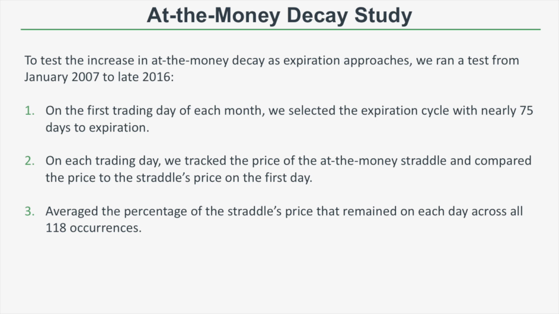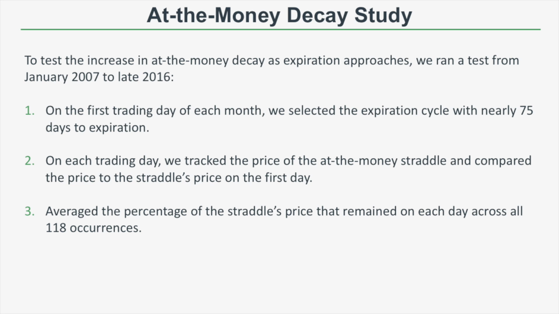At the end here, we averaged the percentage of the straddle's price that remained on each day across all 118 occurrences. For example, let's say with 75 days to go, the straddle's initial price was $10. Now let's say with 65 days to go, the straddle's price was $9. That would be marked as 90% of the straddle's price remaining, since 9 out of $10 remained. Now, we did that 118 times, and we averaged all of the remaining percentages across each day to expiration. So 65 days to expiration, 64 days to expiration, etc.